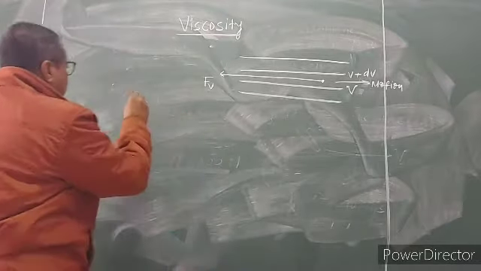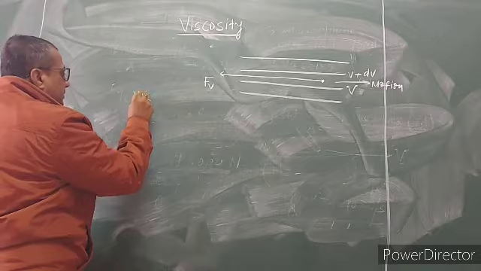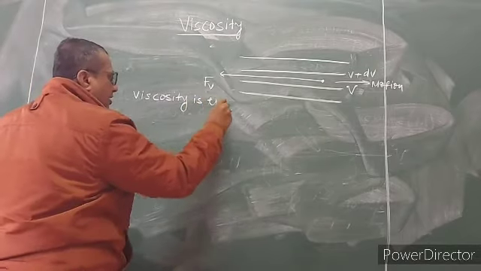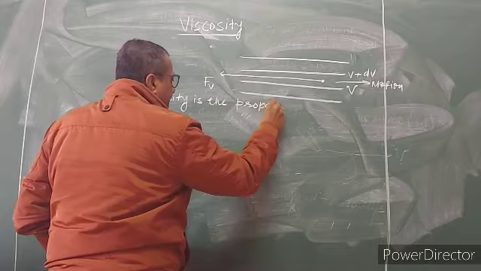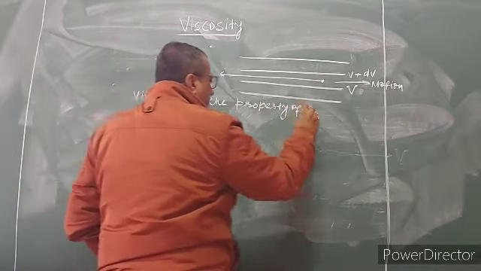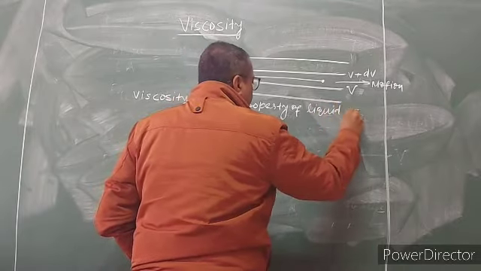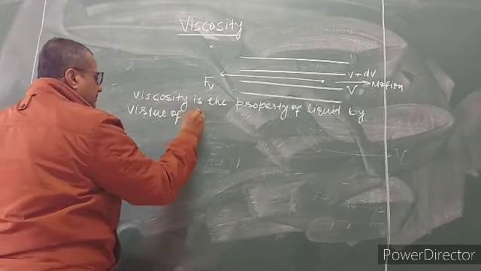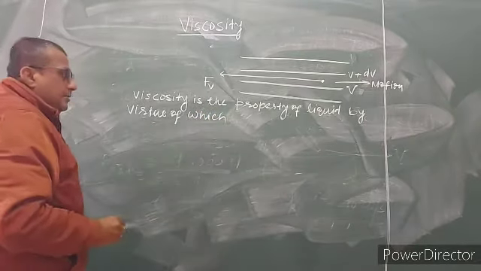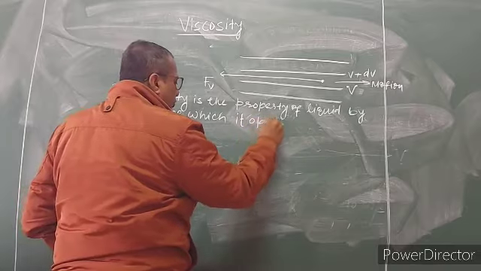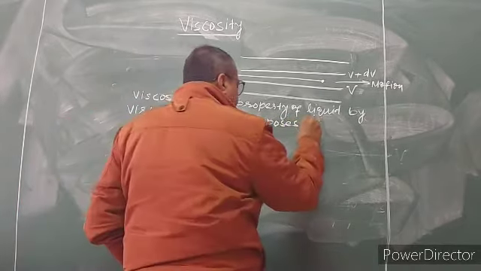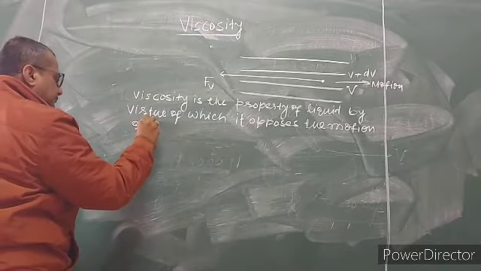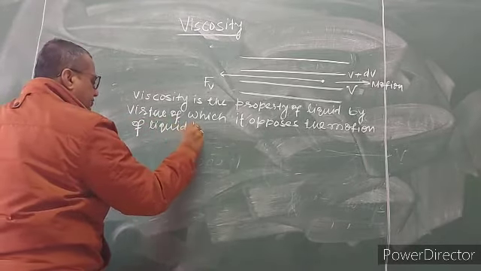So we can say that viscosity is the property of liquid by virtue of which it opposes the motion of liquid between the layers.